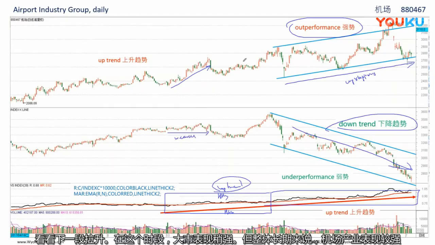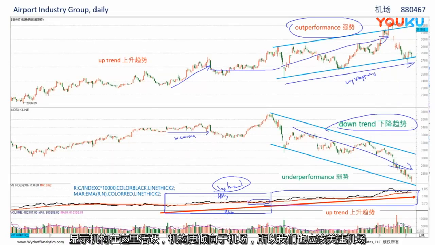And then look at the next rally. And this is where there might be some kind of outperformance, a very short-term outperformance. So in this area right here, we see that the market is slightly outperforming. But in general, as a long-term trend, we're starting to outperform the whole market. So that suggests that institutions are present there, that institutions are favoring this theme over something else, and therefore we should pay attention to this.